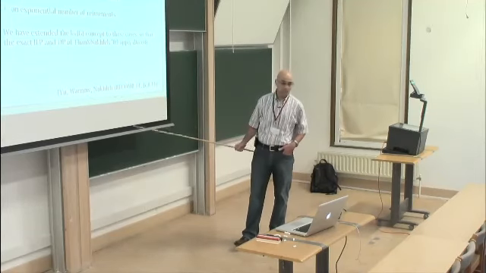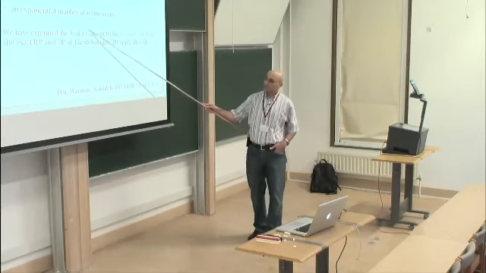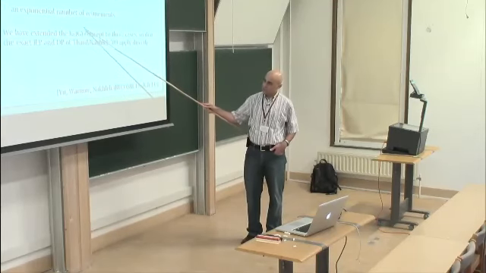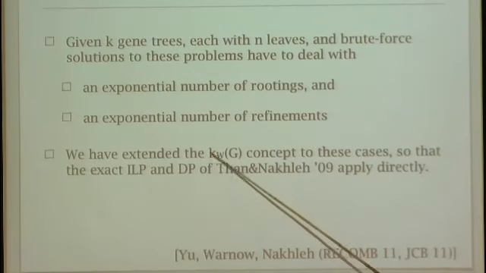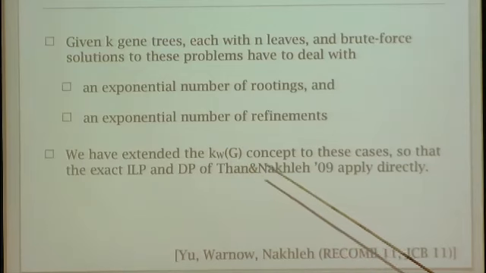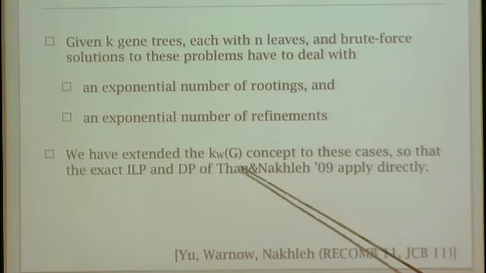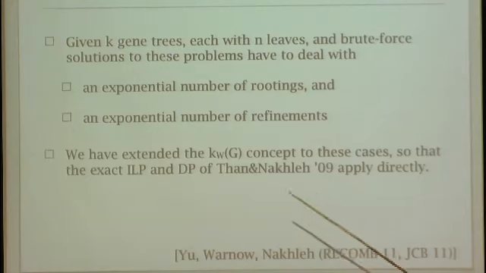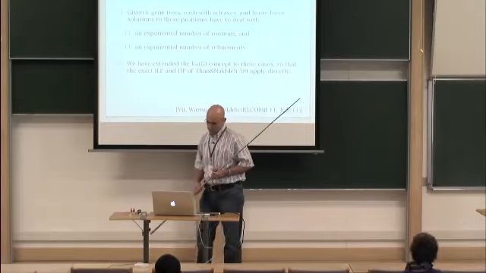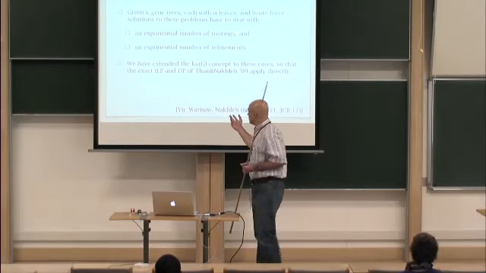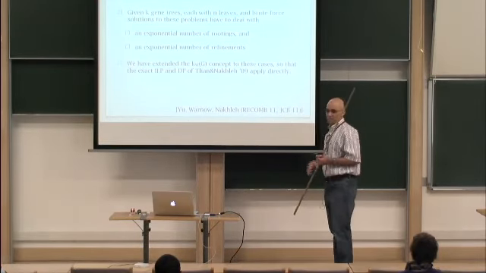So the contribution of this paper was actually that we showed how to extend this main concept of k sub w of g to these cases. So now if you are given unrooted gene trees, we can compute the number of extra lineages over all possible resolutions implicitly. We don't have to resolve. We can actually compute it without resolving them. The same thing with rooting, the same thing with rooting and refining. Okay? And these are all implemented.